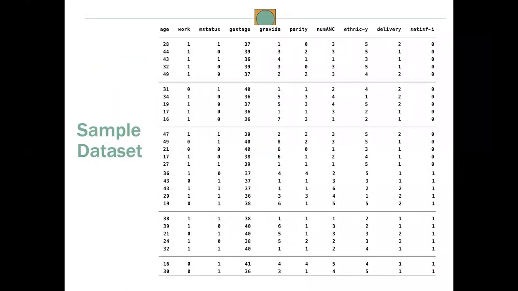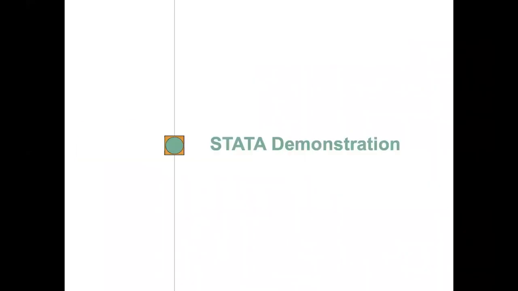And so this is a snapshot of some of the variables in our sample data set. In the last column, we have our outcome variable, and you'll notice that we have 0s and 1s, which represent the two levels of satisfaction. So 0 being low satisfaction and 1 being high satisfaction. Now let's move on to Stata to demonstrate how to perform the logistic regression analysis.